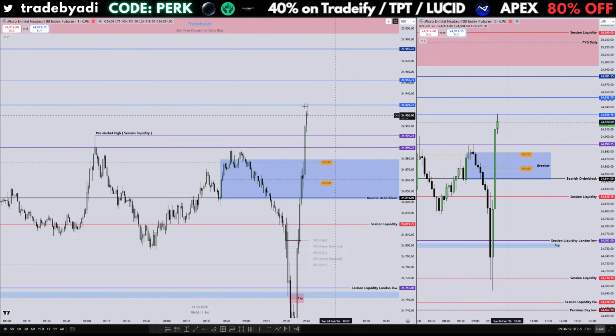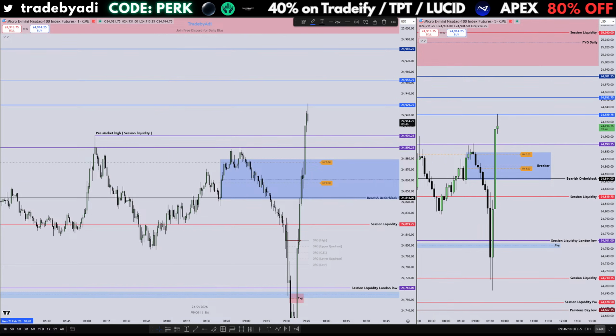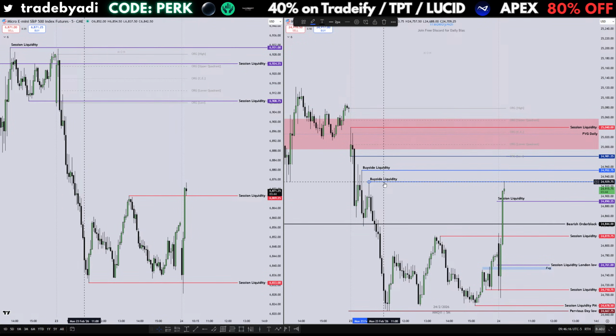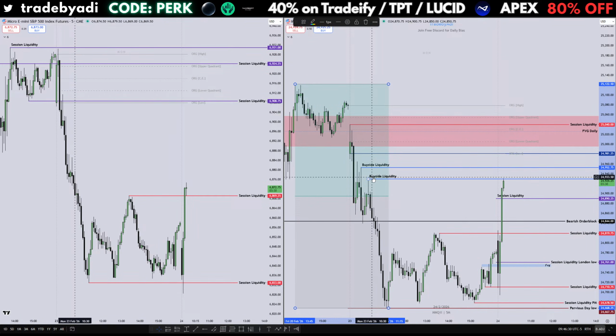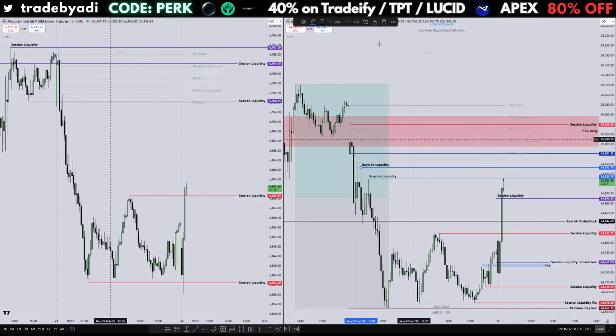So we have tapped the buy side liquidity on RTH, the short-term high. And let's say if we go over here, we use this. This is the first high in a premium, and this one.